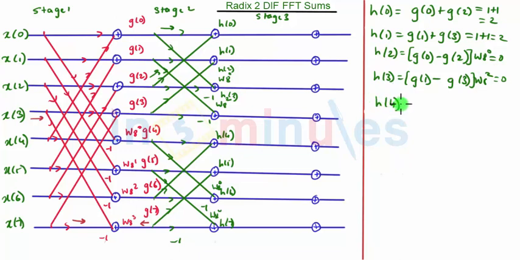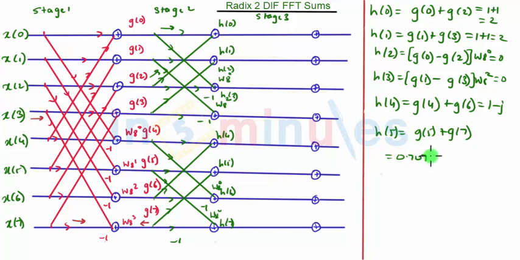H of 4 is equal to g of 4 plus g of 6, that is 1 minus j. H of 5 is equal to g of 5 plus g of 7, that will give us 0.707 minus j 0.707 plus minus 0.707 minus j 0.707, that will give us minus j 1.414.